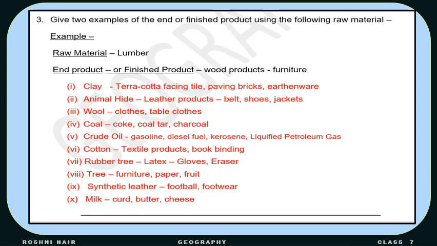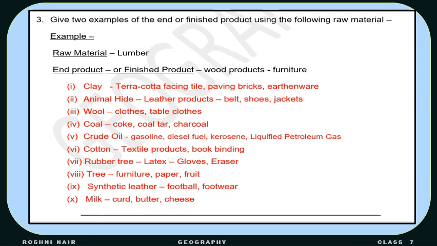Then we have wool. Wool is used to make clothes, even table covers and all. Coal is widely used to make coke, which is used even for cooking, and in earlier times we used this coal for steam engine purposes. Coal tar and charcoal are examples of coal. Crude oil is used to make gasoline or diesel fuel, kerosene, liquid petroleum gas, etc.